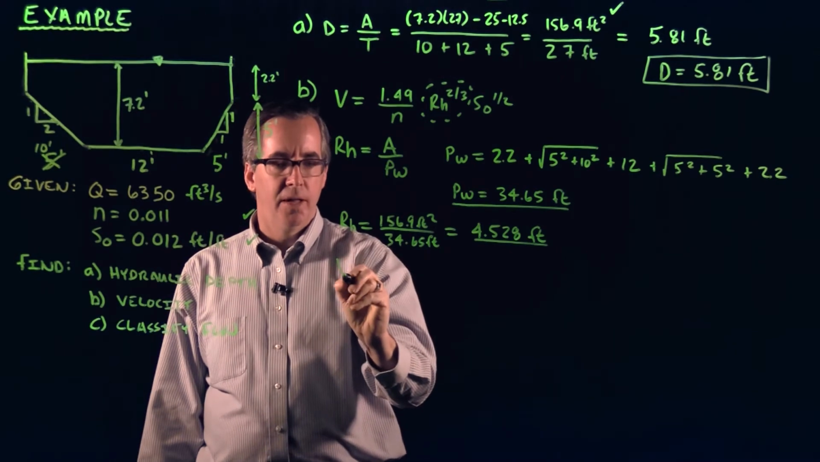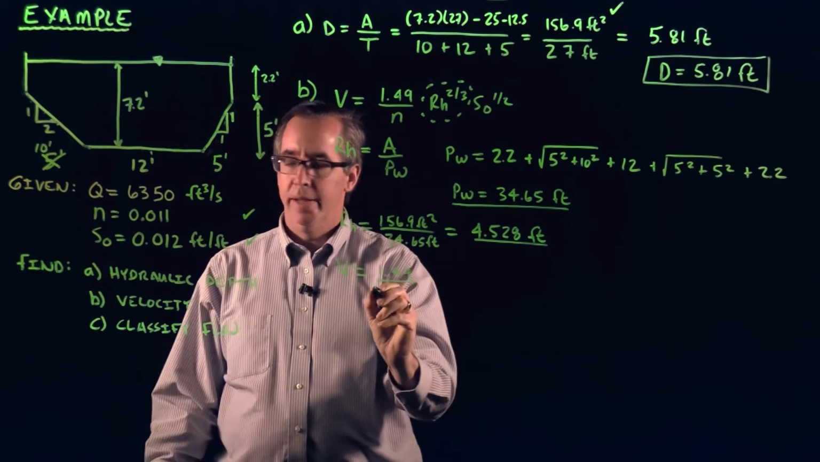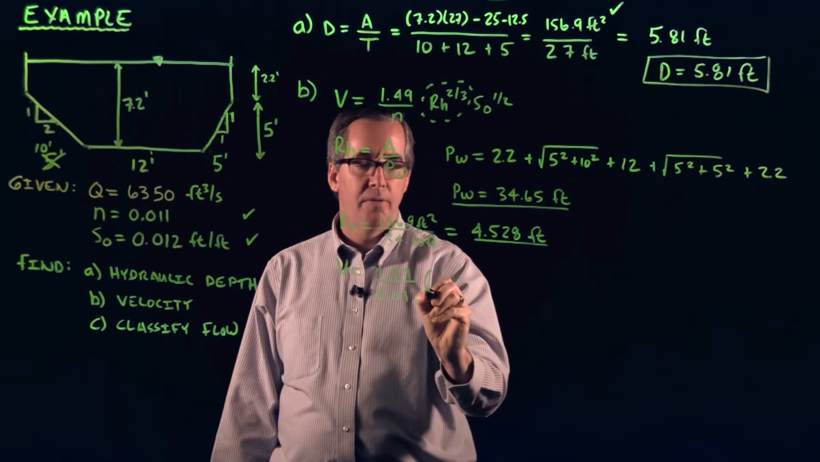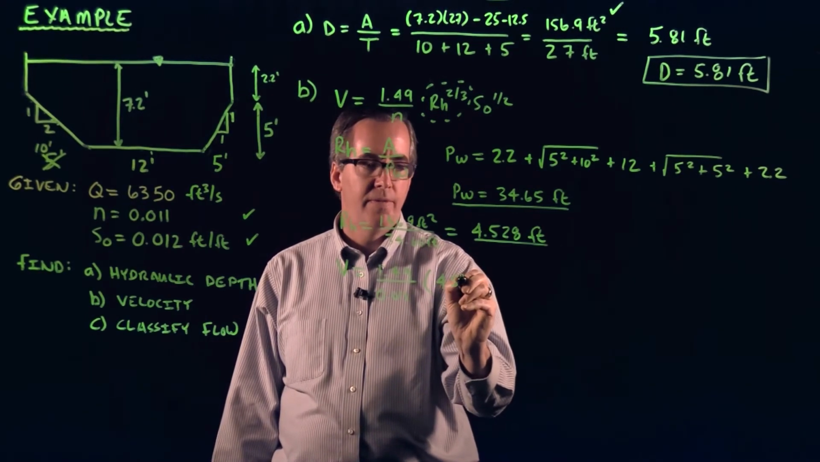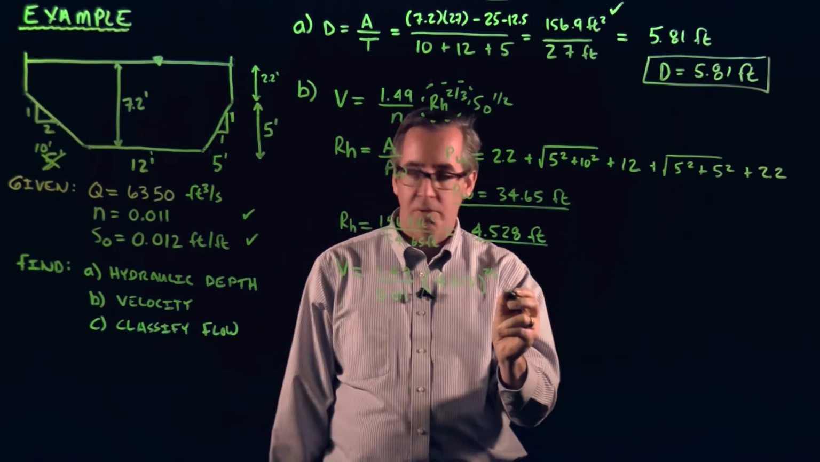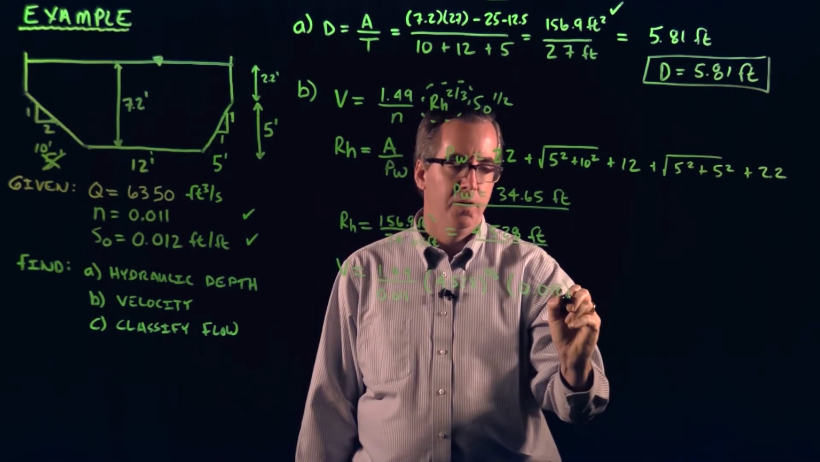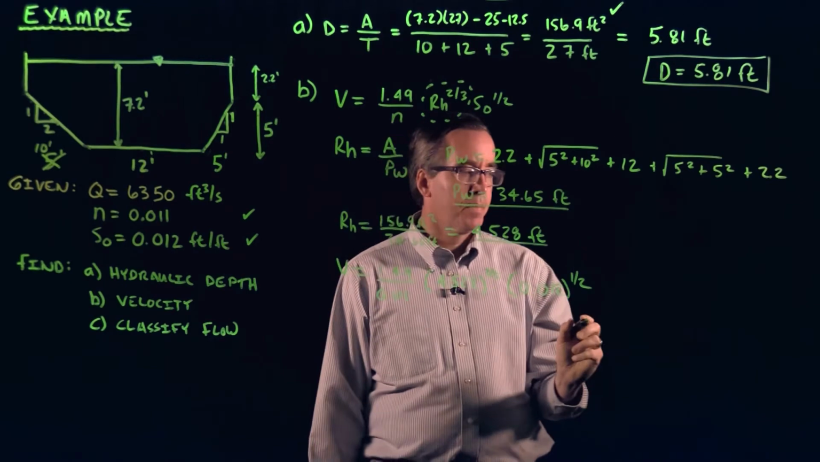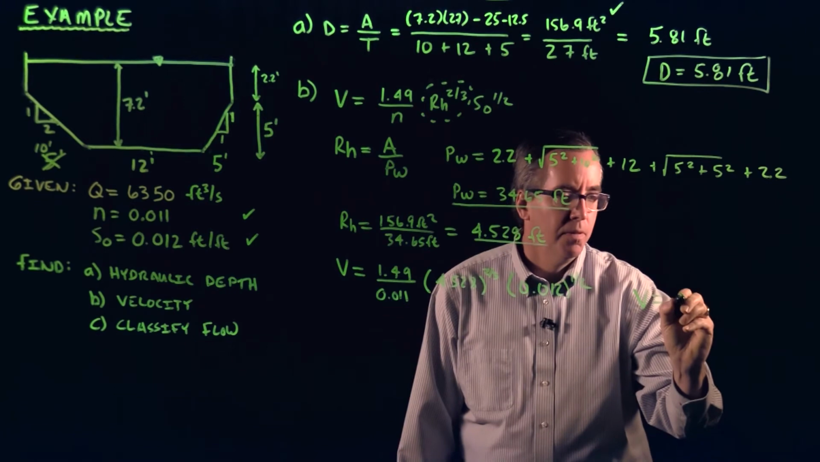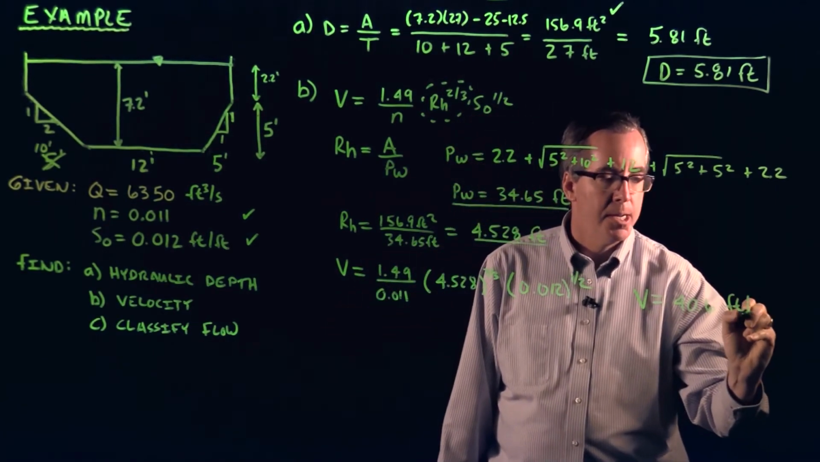Now I can finally solve for the velocity. So I've got 1.49. I know Manning's n is 0.011. I've got the hydraulic radius that we just calculated at 4.528, and I'm going to take that to the 2/3. Then I have the slope here as 0.012, and we'll take that to the half. When I do that, I get a final velocity equal to 40.6 feet per second.